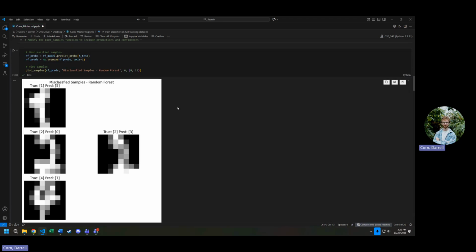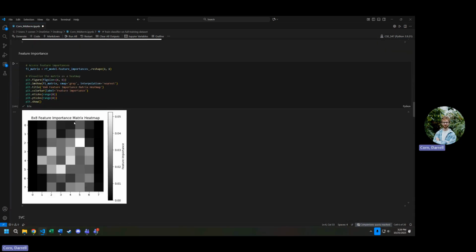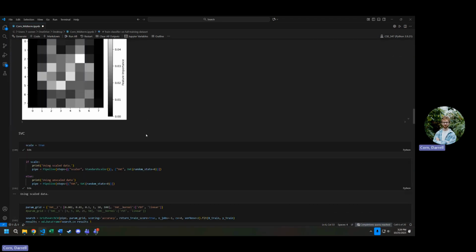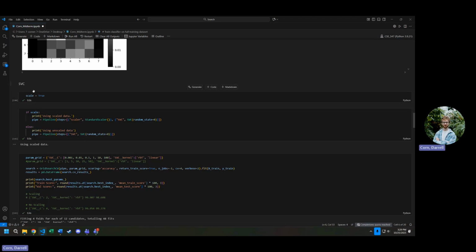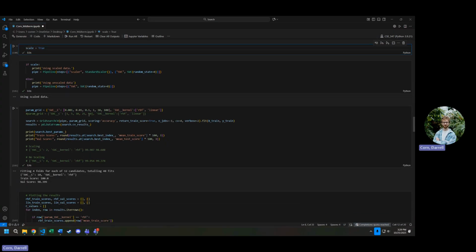Here we're looking at misclassified samples from the random forest. Here is the feature importance graph on the 8x8 graph. Then we get into the support vector classifier. We can choose to scale or unscale the data there. Here we are searching for hyperparameters with c-values and kernels.